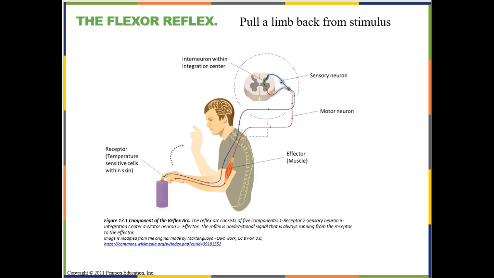And then the opposite of that is the flexor reflex. And this is done to pull a limb back from stimulus. And you don't need to know any of the wiring here, because we're not even going to worry about it. There are different variations on the flexor reflex anyway, some that involve multiple interneurons. This one just is a simple 3-neuron reflex arc.